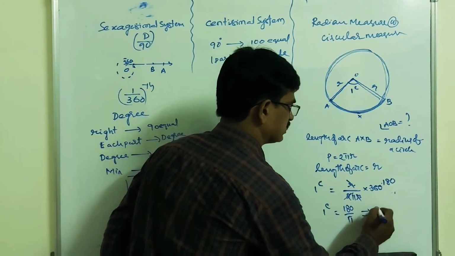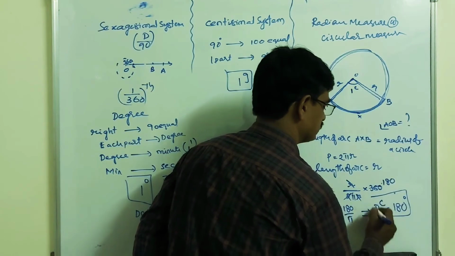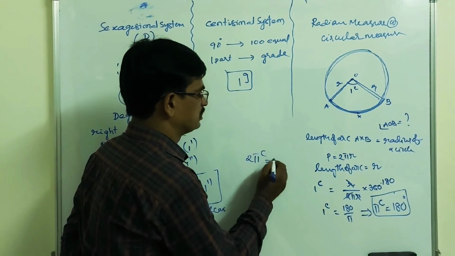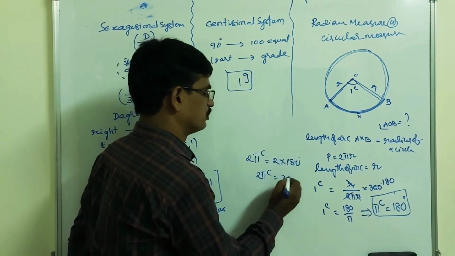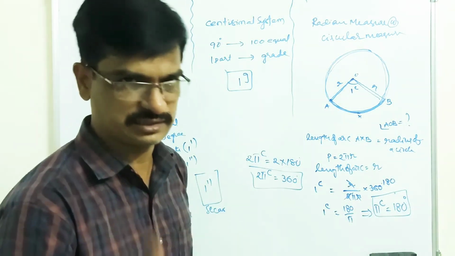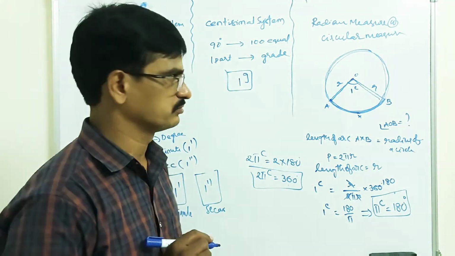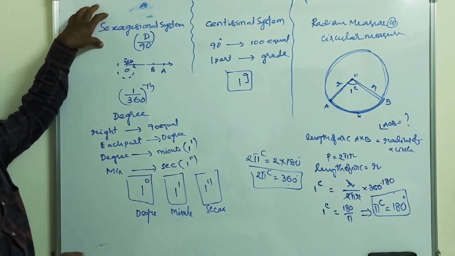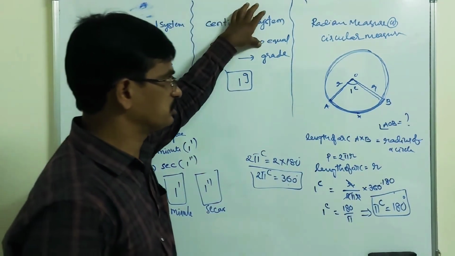This can be written as pi radians is equal to 180 degrees. Pi radians is 180 degrees, so 2 pi radians means 2 into 180 degrees. That is, 2 pi radians is equal to 360 degrees. Pi radians is equal to 180 degrees in the sexagesimal system, and 2 pi radians is equal to 360 degrees. Remember it.